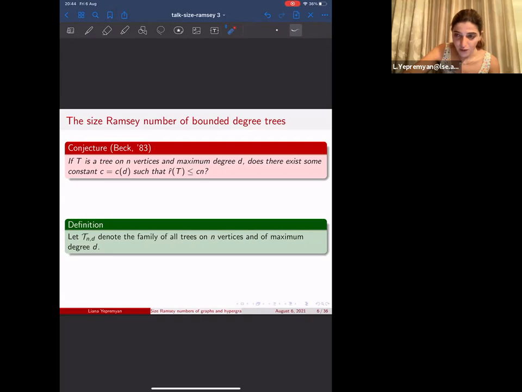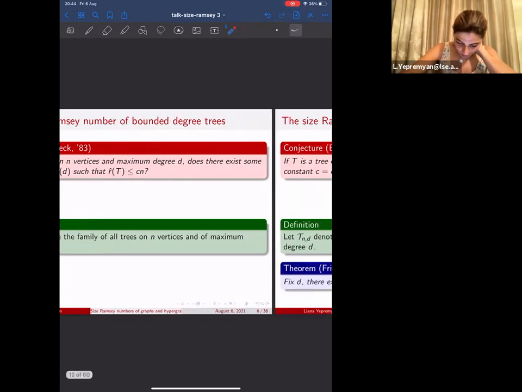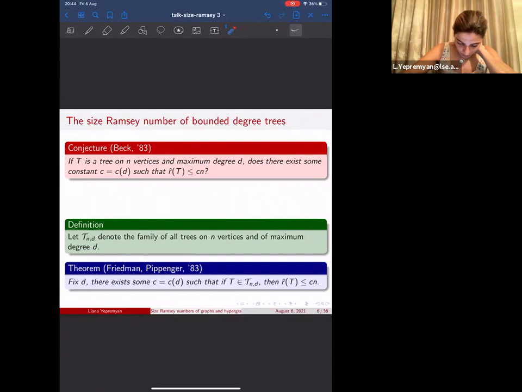Okay, so let T(n,D) denote the family of all trees on n vertices and of maximum degree D. Today I'm going to use this T(n,D) quite a lot, so remember that. A celebrated paper by Friedman and Pippenger from the '80s showed that Beck's conjecture was true. That indeed, if you look at any tree with bounded maximum degree, its size Ramsey number is linear. This paper is very beautiful, and I think it's very important in the development of size Ramsey numbers.